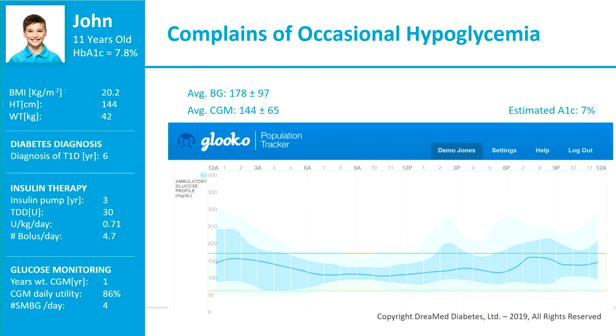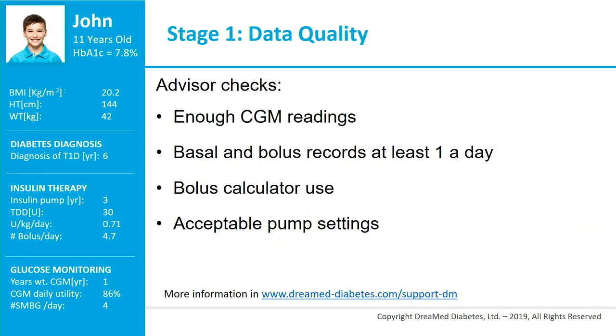So how will Advisor analyze this data? Number one, data quality. We have implemented a certain number of safety checks to make sure that when Advisor analyzes the data, it does so in a way that assures us we have enough data to make a decision. I'm sorry, I call it he, like a doctor. So number one, we're checking that we have enough CGM readings.